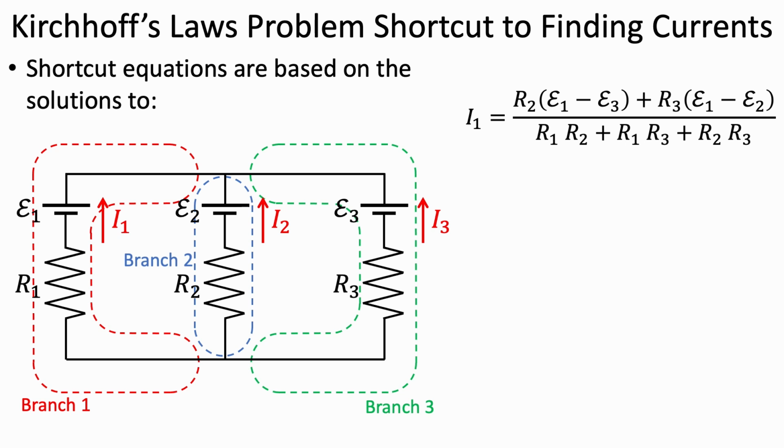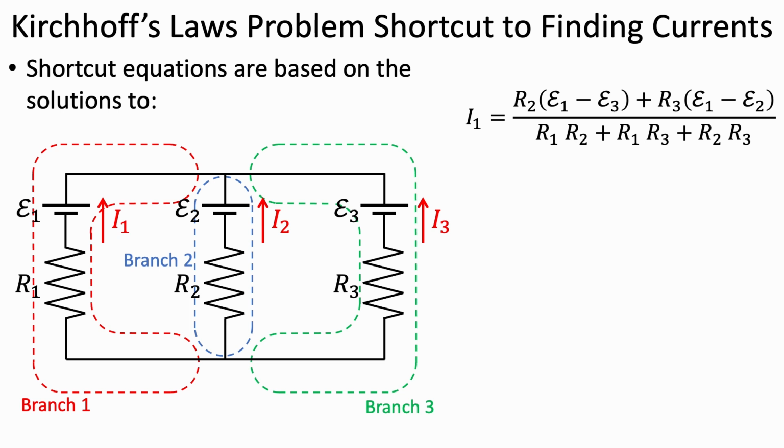Although I am not going to prove it, you can get this equation by applying Kirchhoff's laws to this circuit. If I know the EMFs, or voltages, of the 3 batteries, and the resistances of the 3 resistors, we can simply plug in the values to find the current.